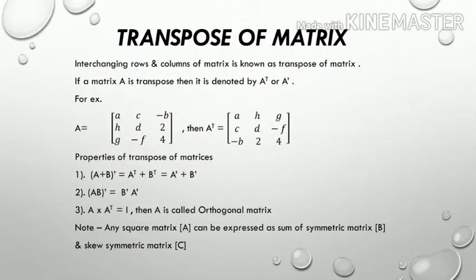Transpose of matrix means interchanging rows and columns of matrix. It is denoted by A dash or A raised to T. For example, shown in slide.